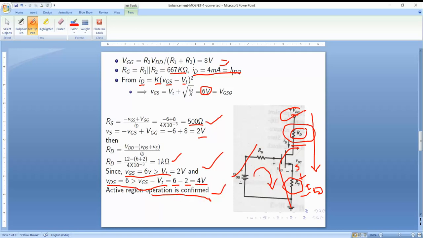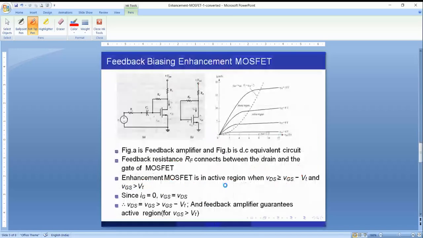I'll just summarize. In an enhancement MOSFET, we cannot have a fixed bias. The only biasing possible is a combination of fixed and self-bias circuit. So we have to take into consideration IG is equal to 0 and do the circuit analysis. Thereby we can determine the values of RD and RS so that the enhancement MOSFET can operate in the active region.